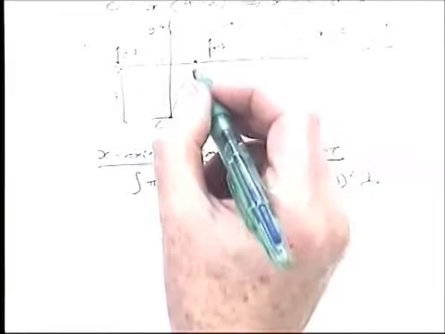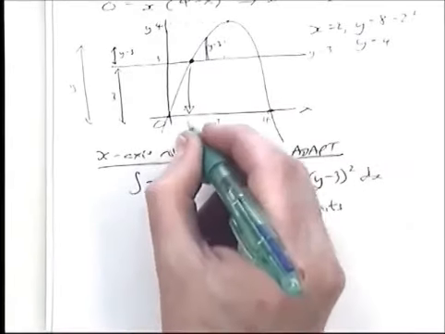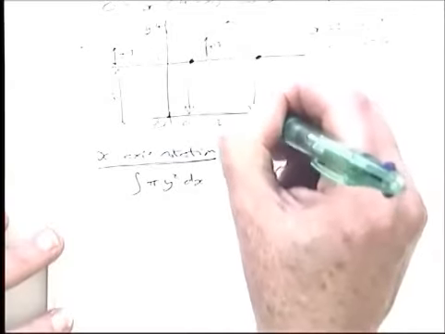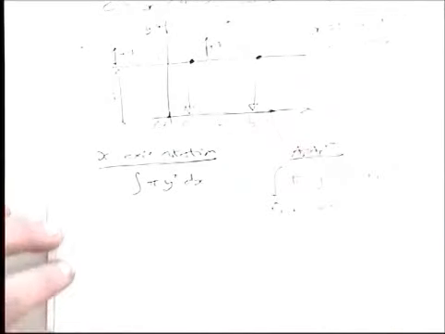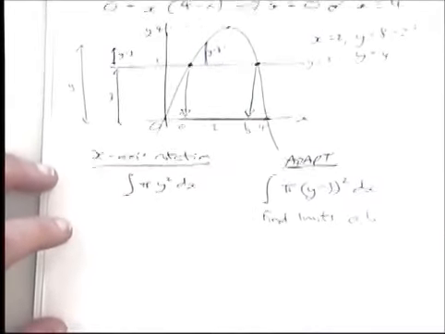Yeah, where they cross. My lower limit is going to be that value down there, so I'll call that A. My upper limit is going to be this value here, where the lines cross, because that's where the area ends. And I'll call that B. So I need to find my limits, A and B.